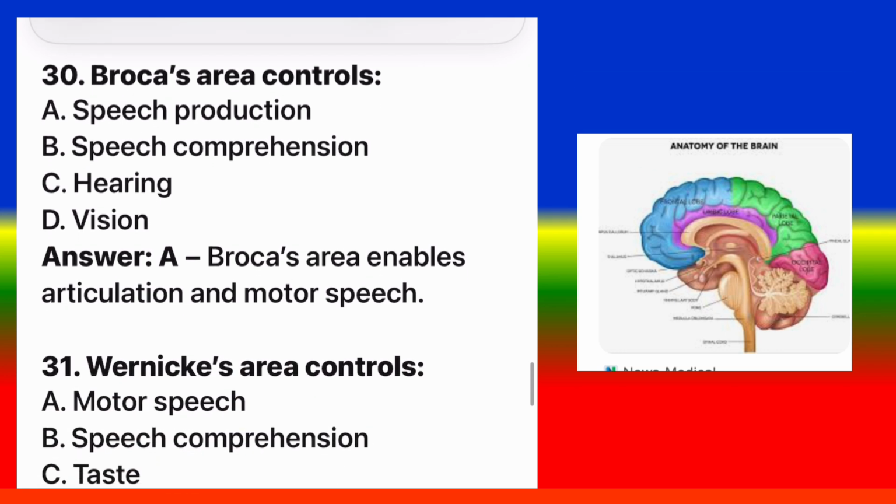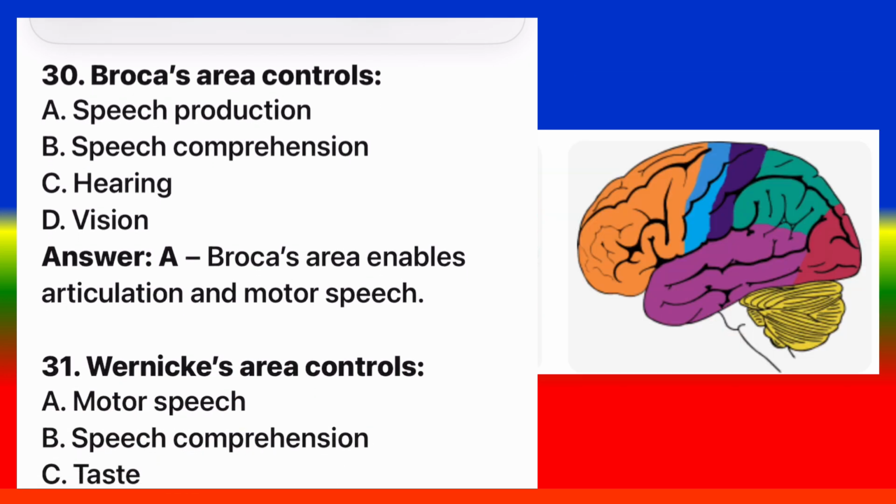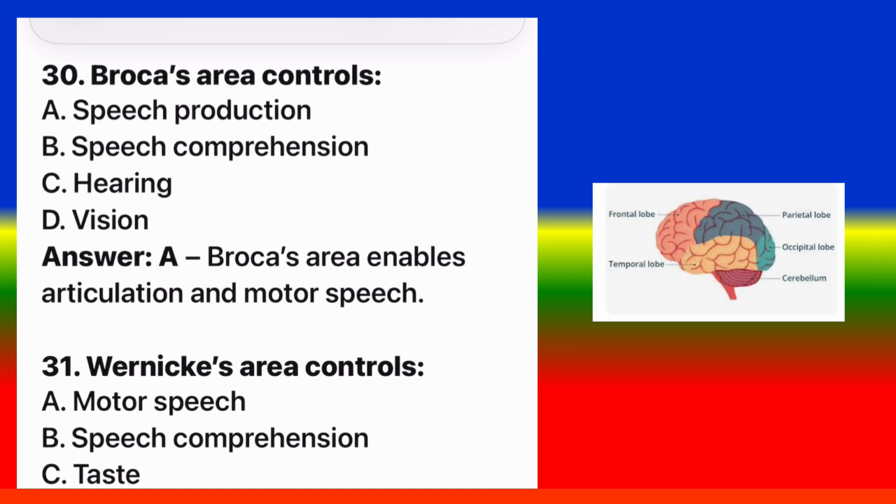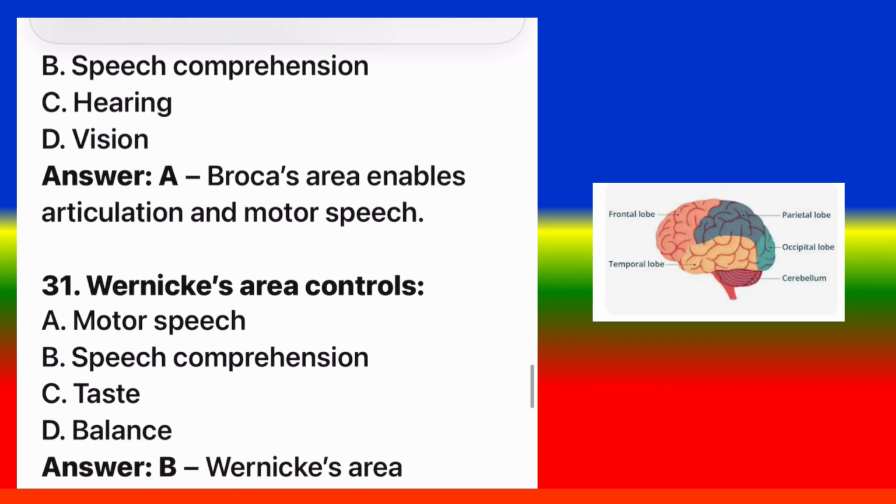30. Broca's area controls A. Speech production, B. Speech comprehension, C. Hearing, D. Vision. Answer A. Broca's area enables articulation and motor speech.